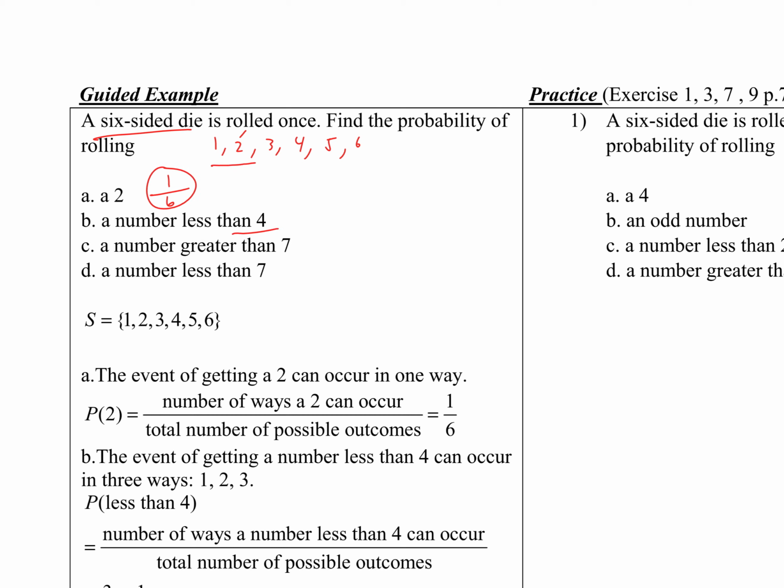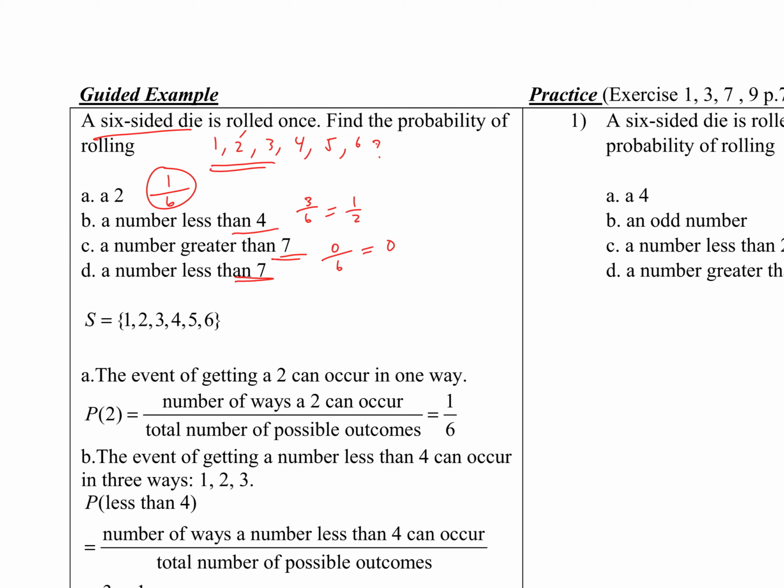Well, let's see. Less than 4 includes 1, 2, and 3. That's 3 numbers out of the 6 numbers. So if you simplify, that's 1/2. How about greater than 7? Wait a second. There is no number bigger than 7. So it's 0 numbers out of 6, or there's a 0% chance of that happening.